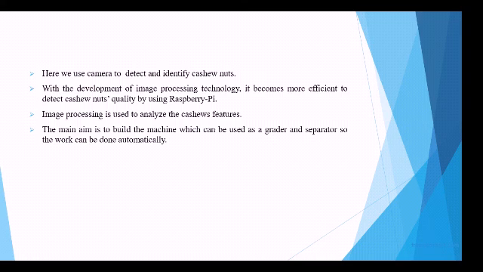By using the traditional method, we developed the image processing technique, and computer software has become more efficient to detect cashew nut quality by using Raspberry Pi. Here, image processing is used to analyze the cashew nut features. With the development of image processing techniques, it became more efficient to detect cashew nut quality using Raspberry Pi as hardware. The main aim is to build a machine which can be used as a grader and separator, so the work can be done automatically and continuously.